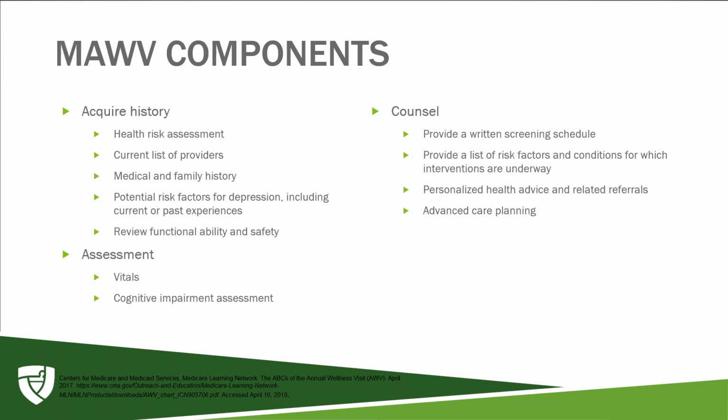You collect a current list of medical providers that the patient sees, get that medical and family history, screen for depression, and do that functional ability and safety review. You're assessing vitals, doing a mini-cog to test for dementia, and then counseling. You must provide the patient with a written screening schedule of everything they should have done, including immunizations, colonoscopies, etc. You need to provide a list of risk factors and interventions that are underway.